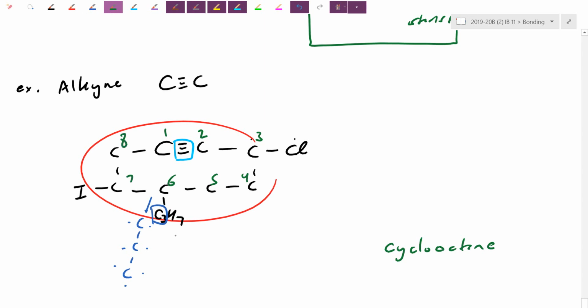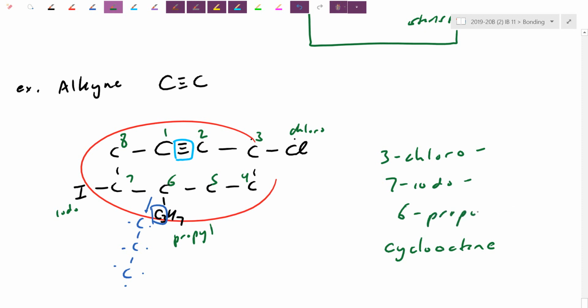And in that case, let's name the rest. Let's alphabetize it. This one here is called a propyl branch. This is called an iodo branch. This is called a chloro branch. Chloro alphabetically comes first, so this is going to be 3-chloro. Next one is going to be a 7-iodo, and then we're going to have a 6-propyl.